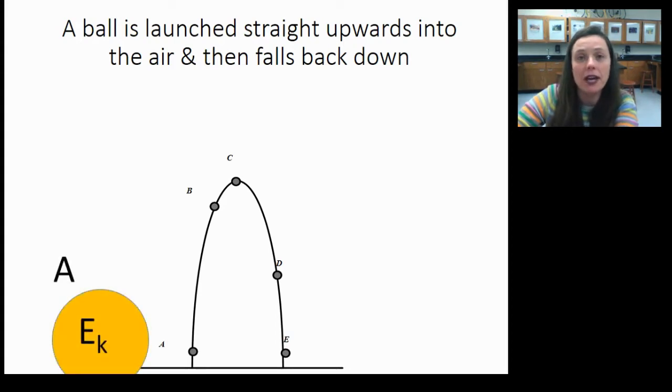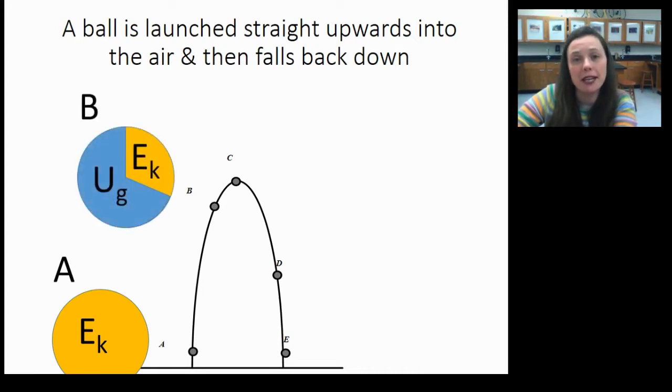Since its height is 0 and it is moving its fastest, all of its energy at this point is kinetic energy. As the ball moves upwards, it slows down and its kinetic energy is constantly transforming into gravitational potential energy. By the time it gets to point B, it has over half of the energy as gravitational potential and only a small amount of kinetic energy left.